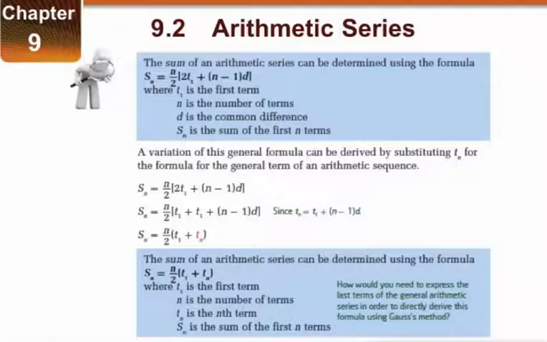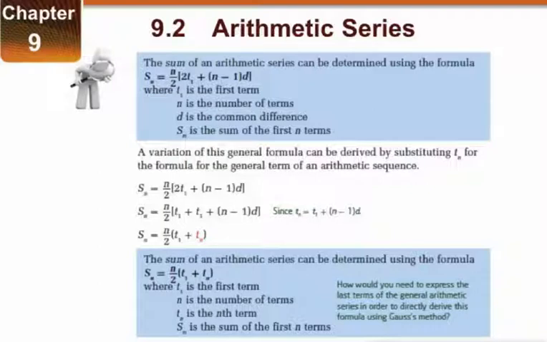It's just a list of numbers: 1, 3, 5, 7, 9, and so on. With a series, however, we're concerned with actually adding those numbers up and finding the sum. So it would be 1 plus 3 plus 5 plus 7, and so on.